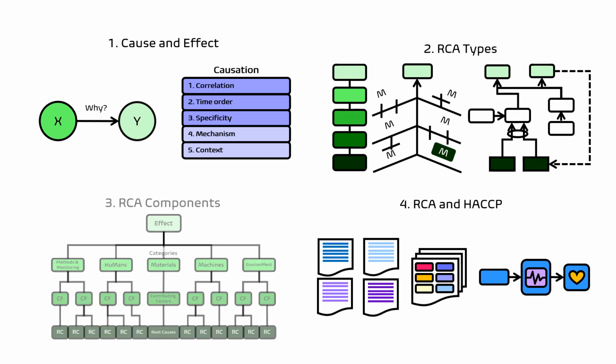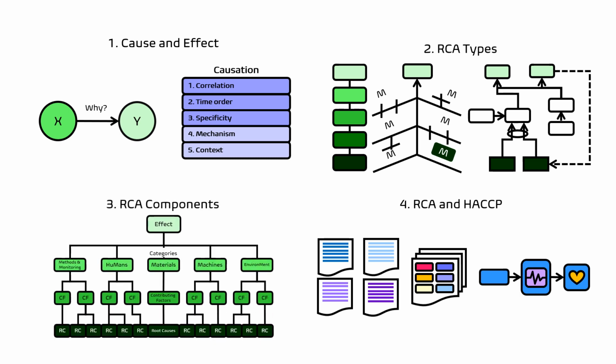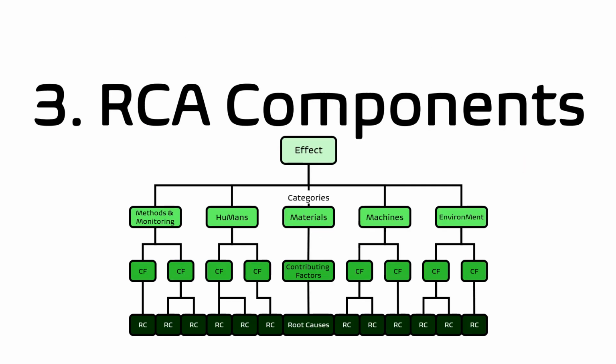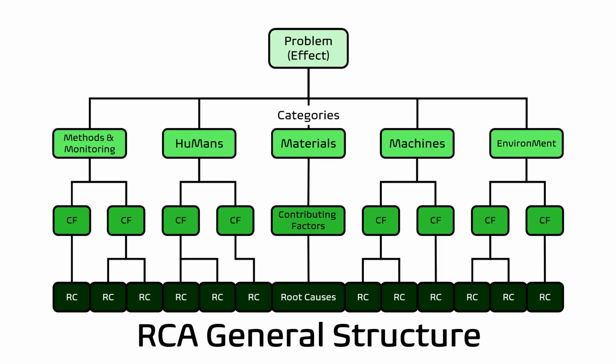This video is the third of a series intended to explain the fundamentals and use of root cause analysis in food safety management, specifically the HACCP system. The focus now is on the components of most root cause analysis, RCA, methods. The idea is to explore each component to make better use of them in food safety management.